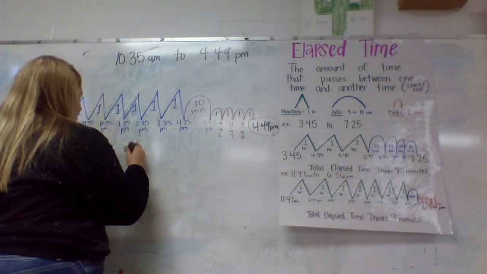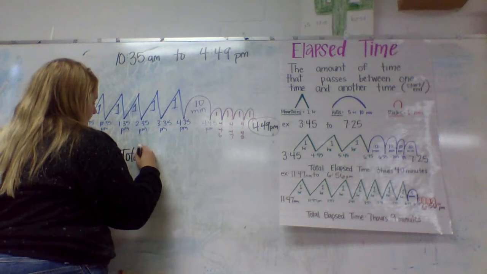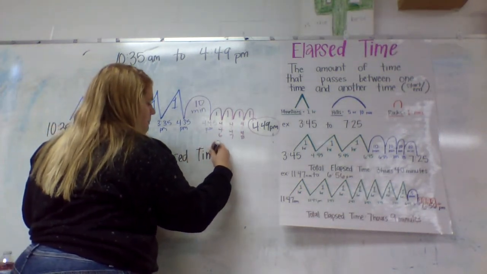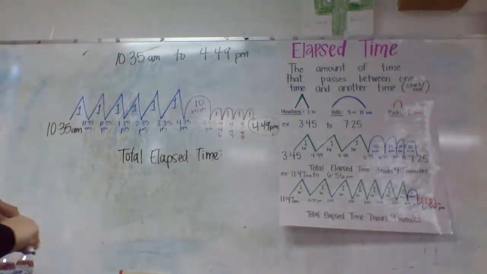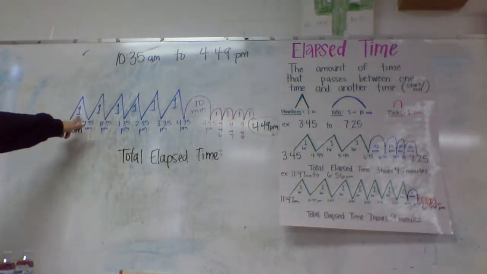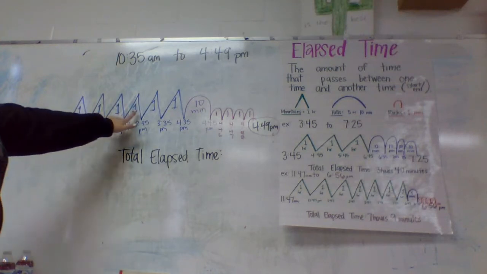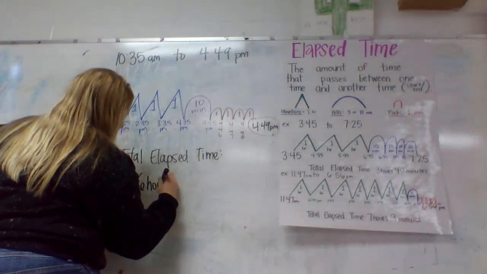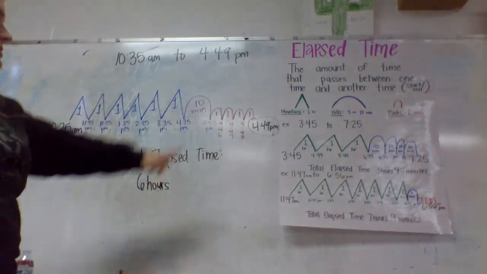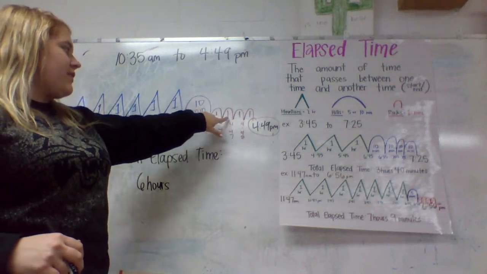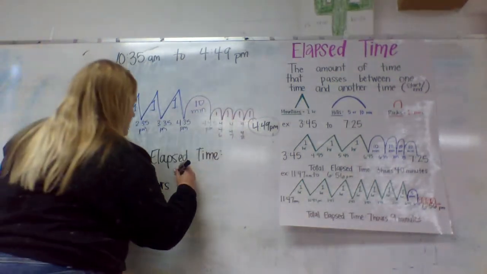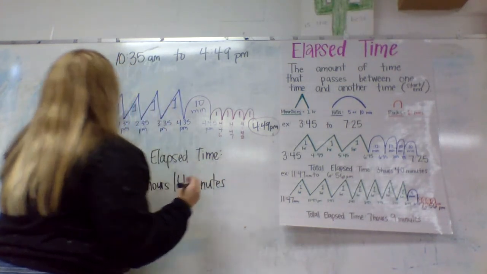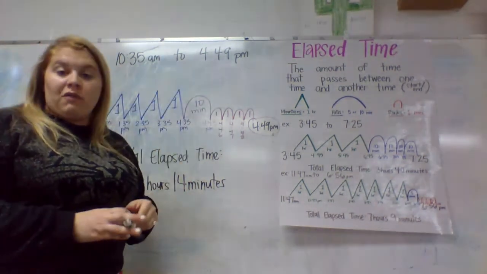So when it asks, what is the total elapsed time, we're going to count it up. First of all, we're going to count all of our mountains. How many hours? 1, 2, 3, 4, 5, 6 hours. Now we need to count our minutes. 10, 11, 12, 13, 14. 6 hours and 14 minutes elapsed between 10:35 a.m. to 4:49 p.m.